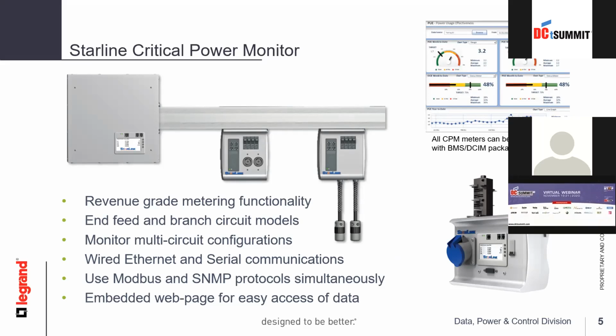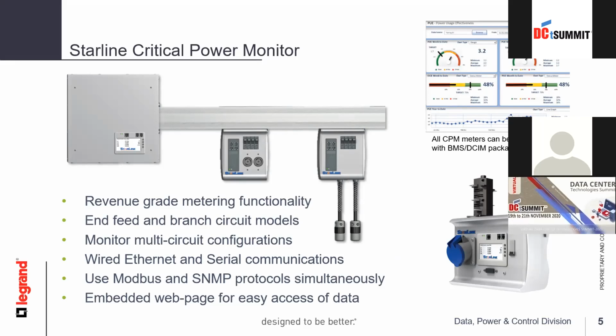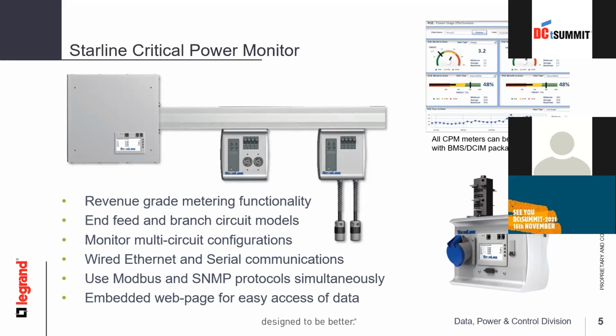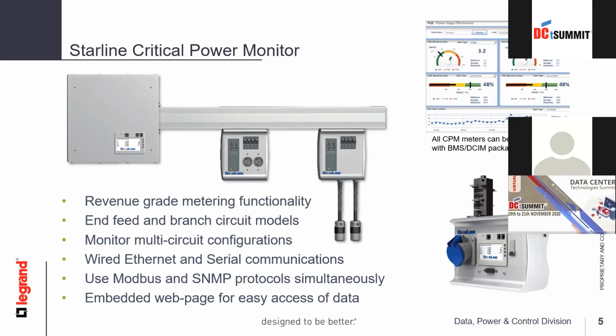The Starline solution uses a power monitor, which is a revenue-grade monitor, which makes the metering option a very reliable and accurate one. And also, in the case of the Starline solution, the monitor can monitor multiple circuits, and they can integrate with DCIM or BMS.